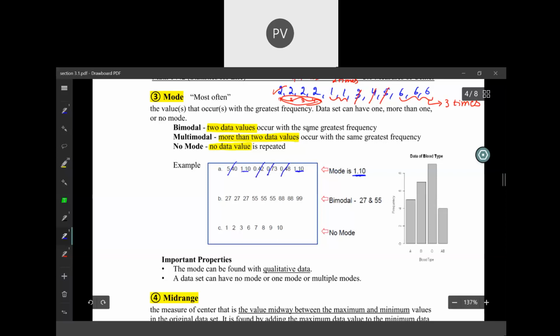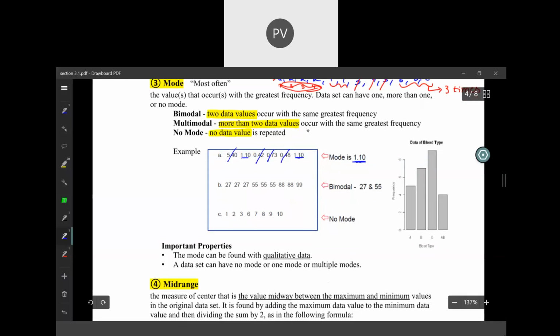Here 27 is repeated 1, 2, 3, 3 times. 55 is repeated 1, 2, 3, 3 times. 88 is repeated 2 times. 9 not repeated. Now which are the data values which are repeated most of the times? It is 27 and 55. So there are two data values repeated the same number of times, so we call it bimodal.